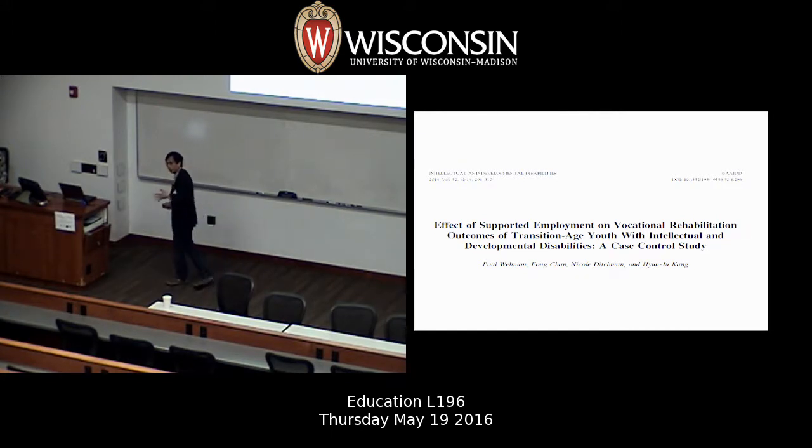So by using a 2-step analysis, the first step is to predict who will receive supported employment, and what kind of characteristics will predict they will receive it. But within that group, there will be some people who did not receive supported employment. Then we want to compare: for the group that receives supported employment, what's the employment outcome, and for the group that did not, what's the outcome?